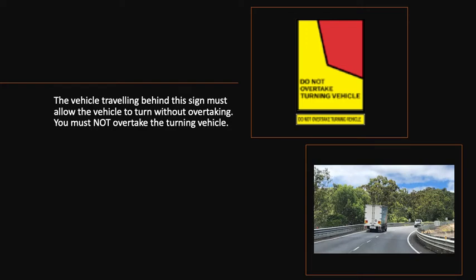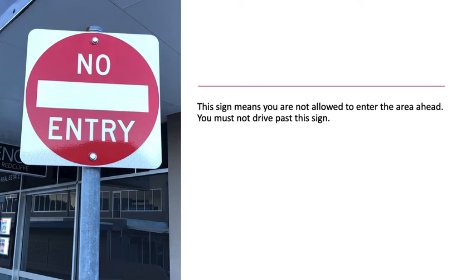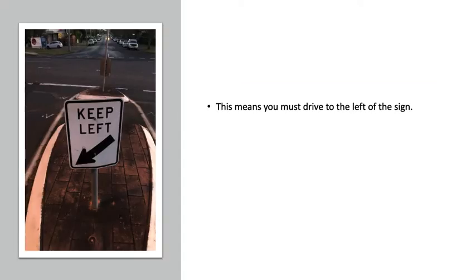This sign refers to the vehicle travelling behind this sign, which must allow the vehicle to turn without overtaking. You must not overtake the turning vehicle. This sign means you are not allowed to enter the area ahead. You must not drive past this sign. This means you must not drive to the left. You must drive to the left of the sign.